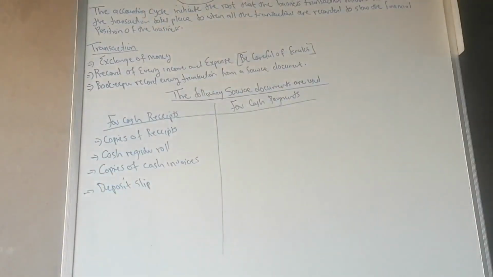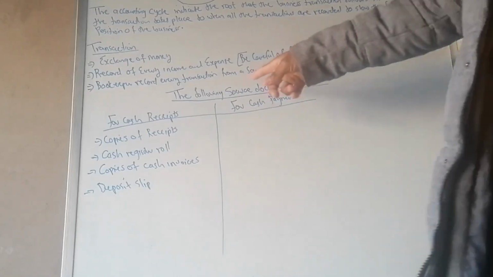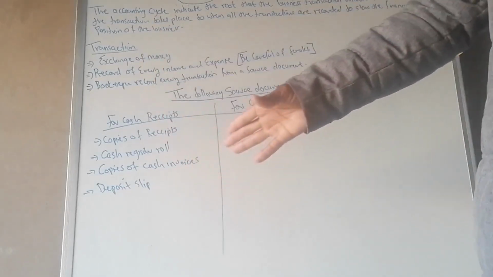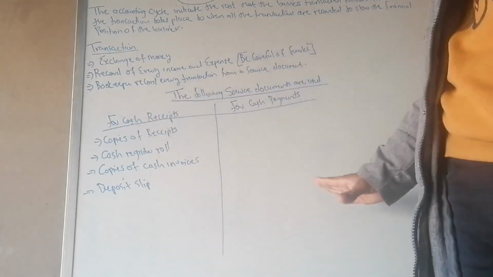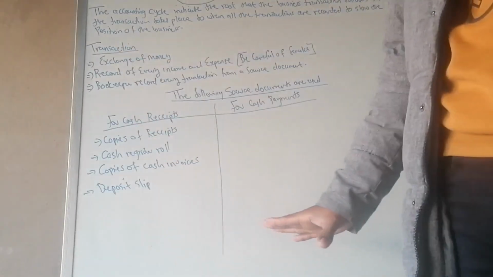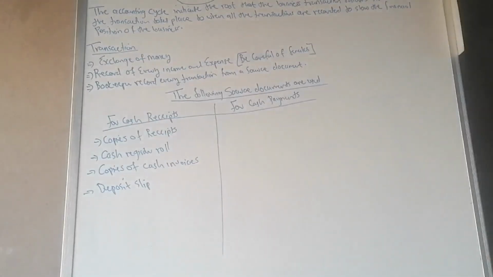So ka mantswe a mang ke for eng? For cash receipts. Ha o patala ka eng? Ka cash, again for cash receipts. These are the source documents. Re na le copies of receipts, cash register roll, copies of cash invoices, le deposit slip.